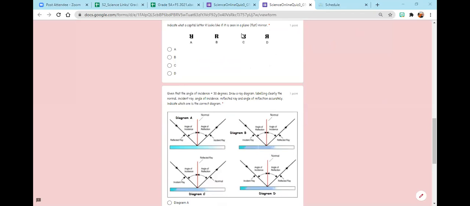Can I solve this? What a capital letter R looks like in a flat mirror, Mahdi? A, B, C, or D?